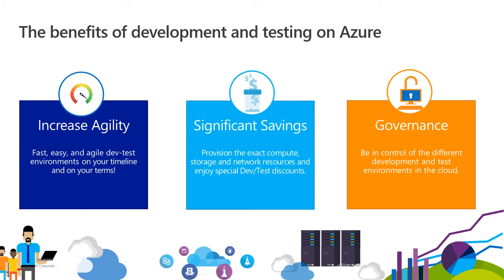Imagine a scenario where you are using Azure to get quick developer environments that are already pre-configured as far as security is concerned for your development team. This increases your agility. This increases your savings because you're not overusing, but underusing, the resources that are given to you. You are provisioned the exact compute, storage, and network resources. I'm going to talk more about this later on, but if you declare that you're going to use any of these resources for dev and test, you will actually get a discount. And then finally, you can be in control of different development and test environments in the cloud.